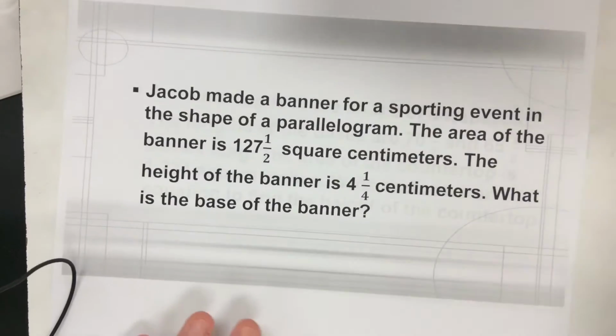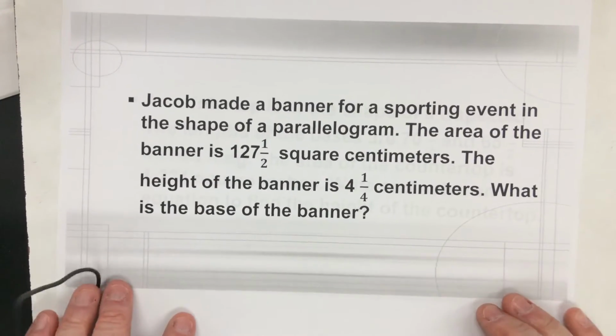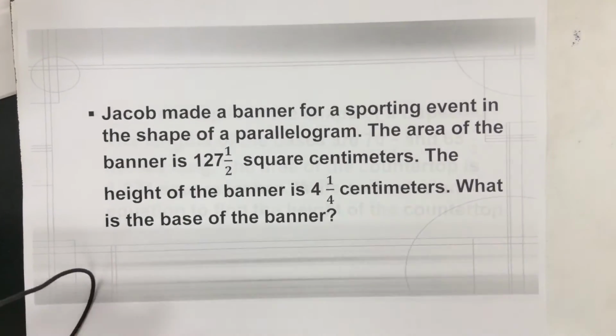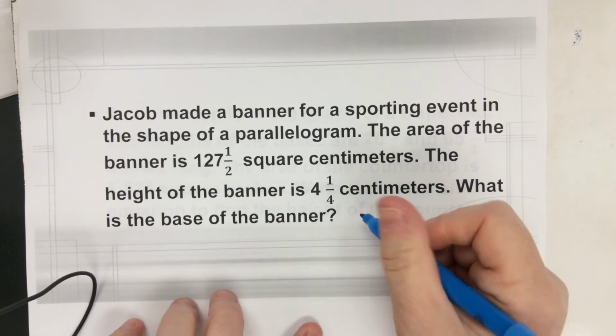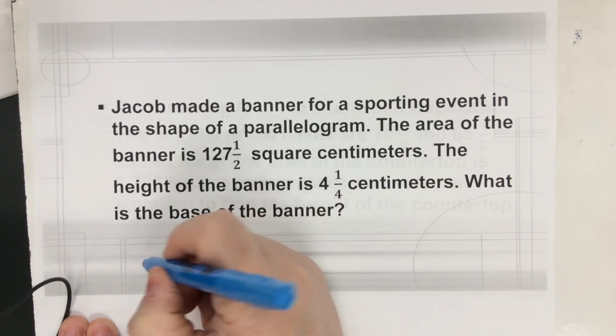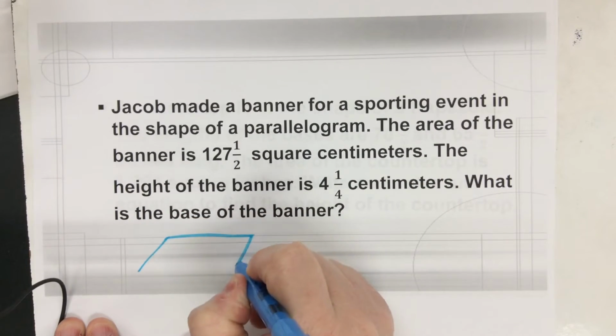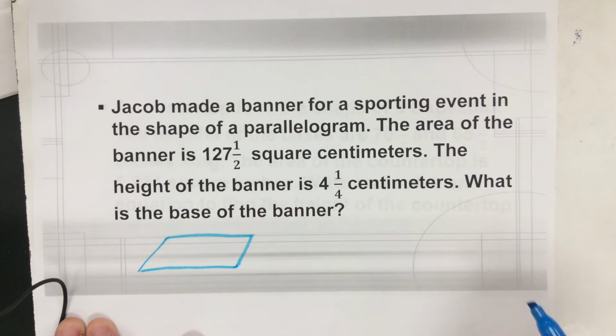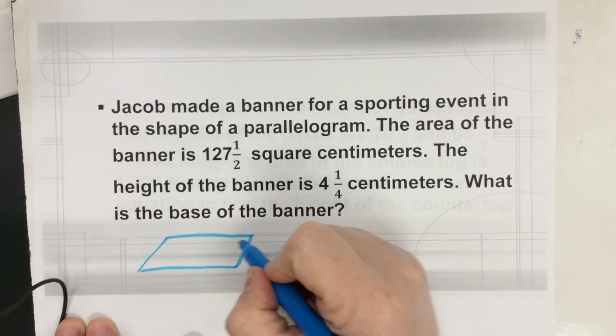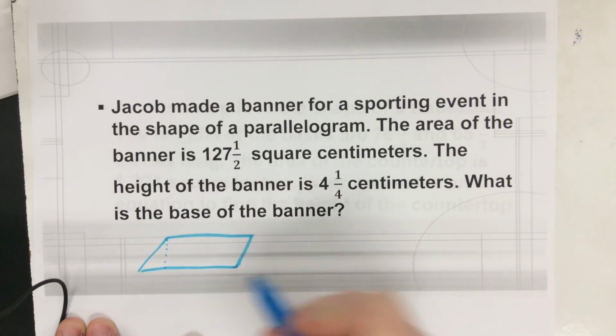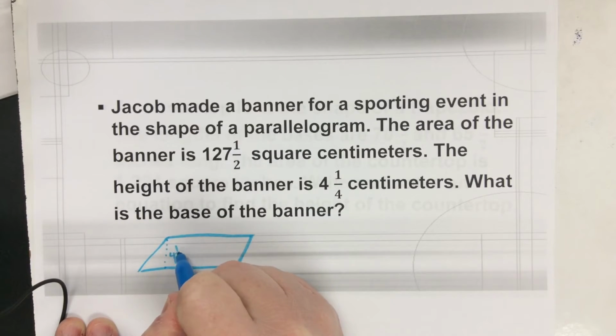Okay, let's do another one here. Jacob made a banner for a sporting event in the shape of a parallelogram. The area is 127.5 square centimeters. The height is 4.25. What is the base? I'm going to draw it here. Of course, it's not drawn to scale because I don't know what the other number is. So my height, that's straight up and down here, is 4 1/4.